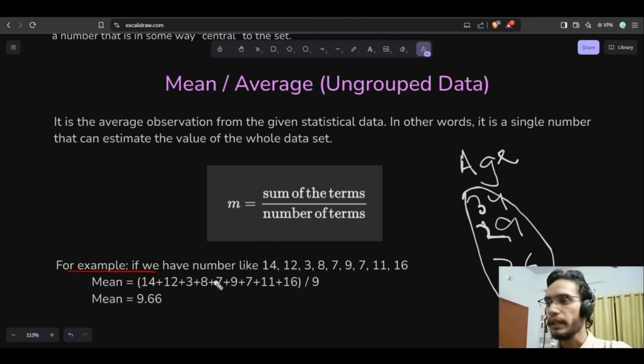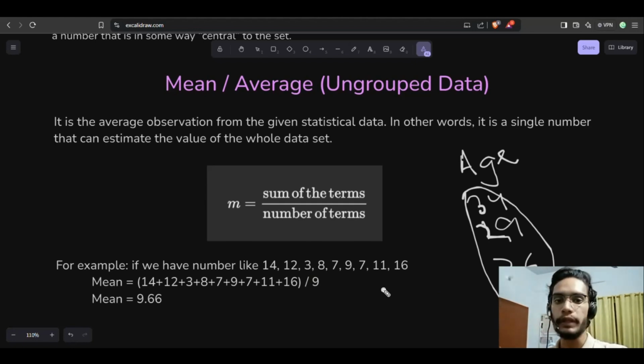Here is another example: if you have the numbers 14, 12, 3, 8, 7, 9, 7, 11, and 16. What do you have to do? First, you have to add all of these numbers, and you have to divide by the total number of terms, like 1, 2, 3, 4, 5, 6, 7, 8, and 9. So there are 9 values here. So you have to divide by 9, and this would be the mean. This is the average value of this whole data. This is the whole data, and this is the average value that describes this data, right? So this is the whole concept of mean. I hope you understand it.